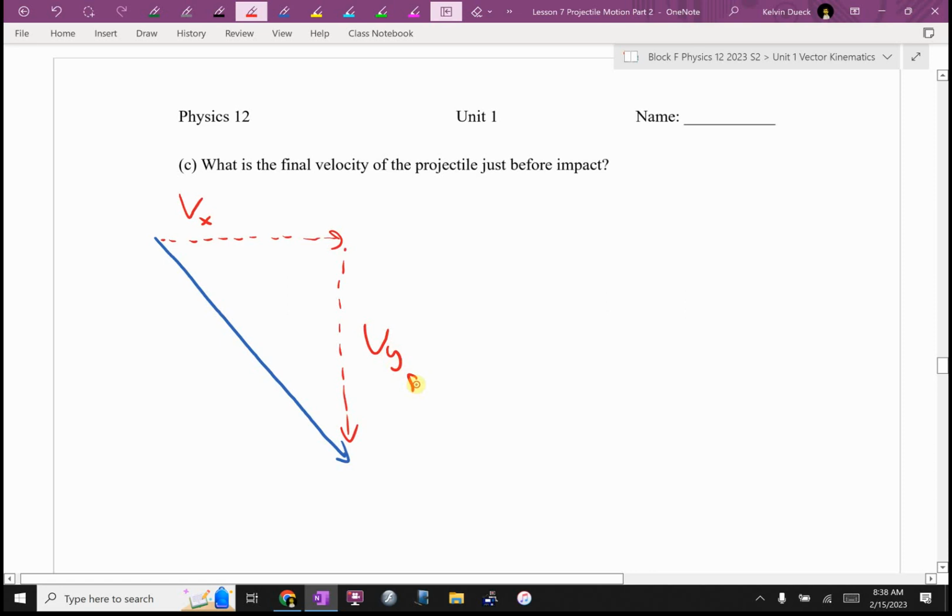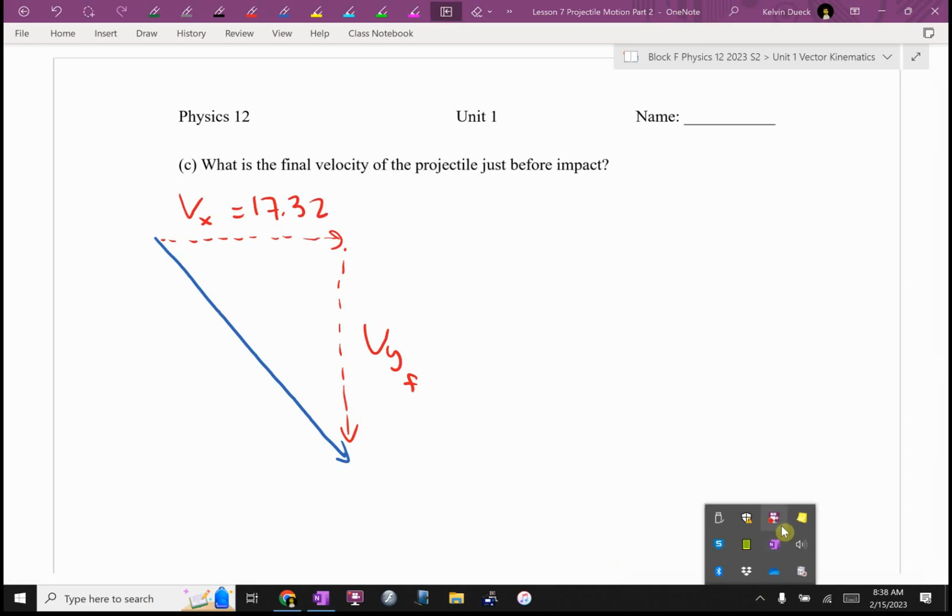This is not Vy initial. This would be Vy final, or Vy impact, whatever you want to call it. Vx, though, I know. That one doesn't change. Can you look at your T table and tell me what is Vx? It was 17 point something? Excellent. Vx I know. Vy final I don't know. I need to find Vy final.